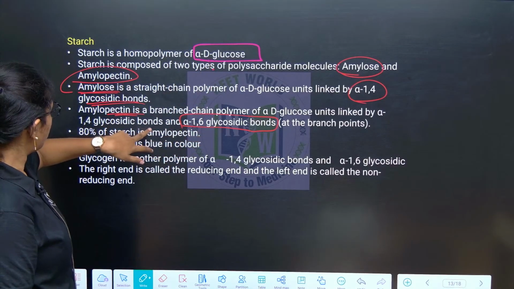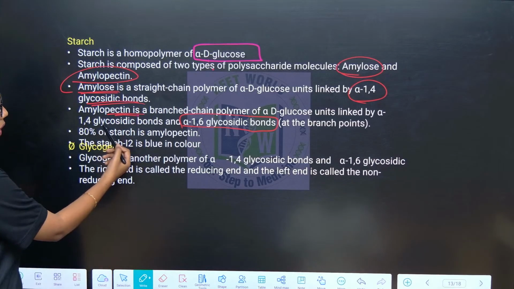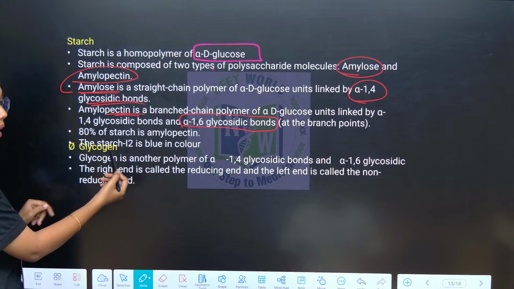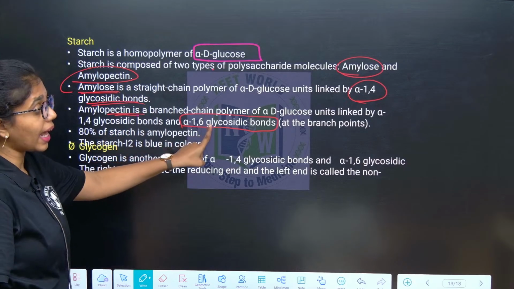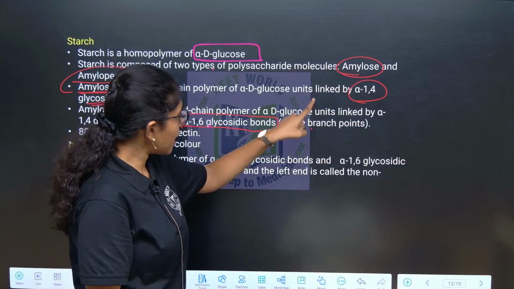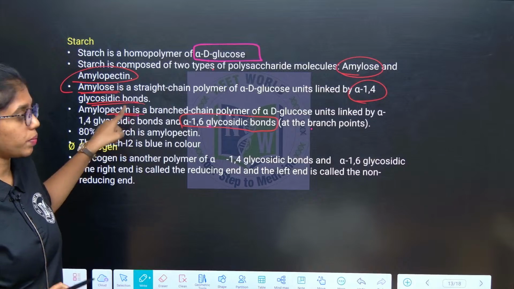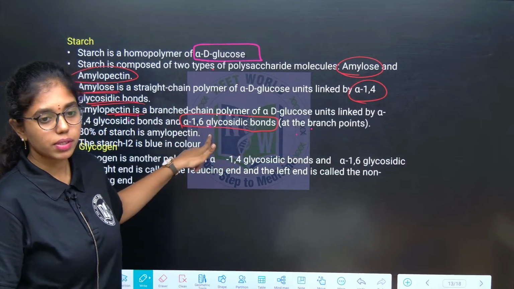Third. Amylopectin is branched chain. D-glucose units linked by alpha 1,4 glycosidic bonds only, but you will see alpha 1,6 glycosidic bonds only at the branch points. Else everywhere you will observe only alpha 1,4 glycosidic bonds. Don't get confused, beta. Only at branch points you will see alpha 1,6.